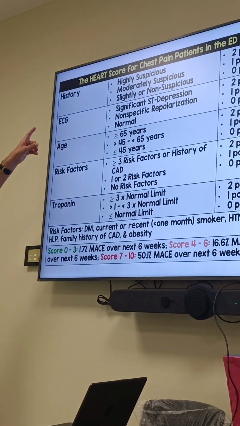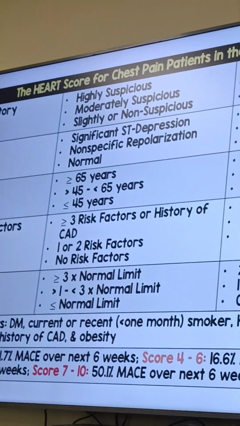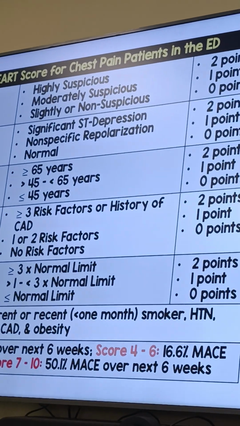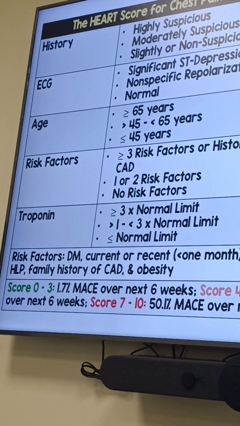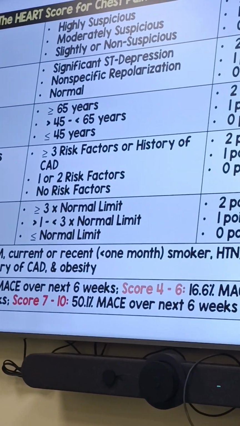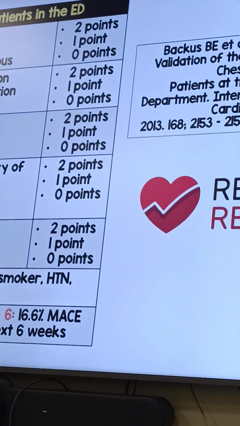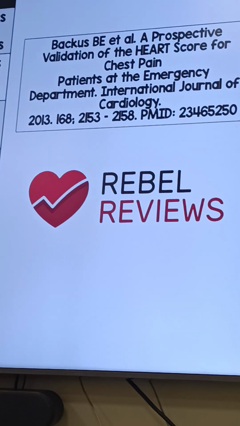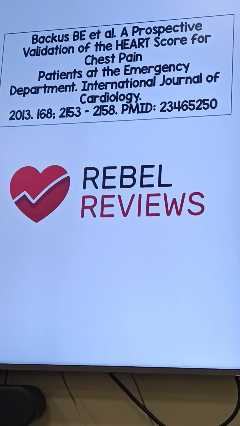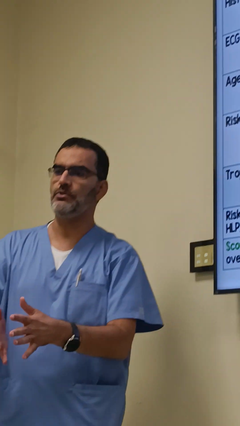Just remember the name, HEART score. You can find it from your application or on Google. There are even online calculators that can calculate it for you. So, what is the HEART score? H for history, E for ECG, A for age, R for risk factors, T for troponin. They combine several things to help you make a decision for this patient.